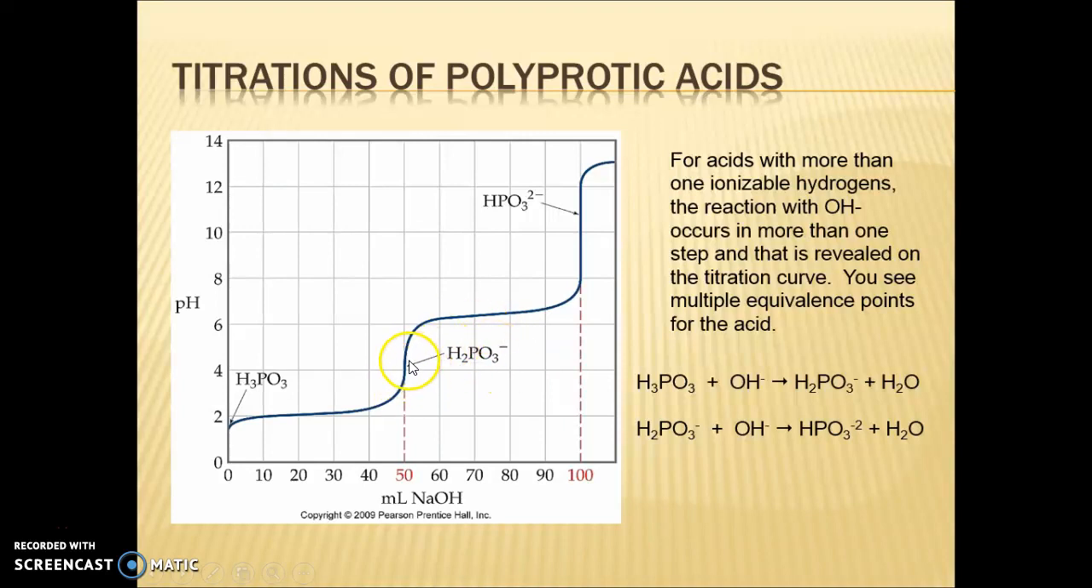So here's the first equivalence point where we transition from the loss of one hydrogen ion. Here's where we transition to the loss of a second hydrogen ion. And we don't have the third being shown because that third one comes off very difficultly. So it would take a whole lot more to get that reaction to happen. So they've just shown you the first two equivalence points.